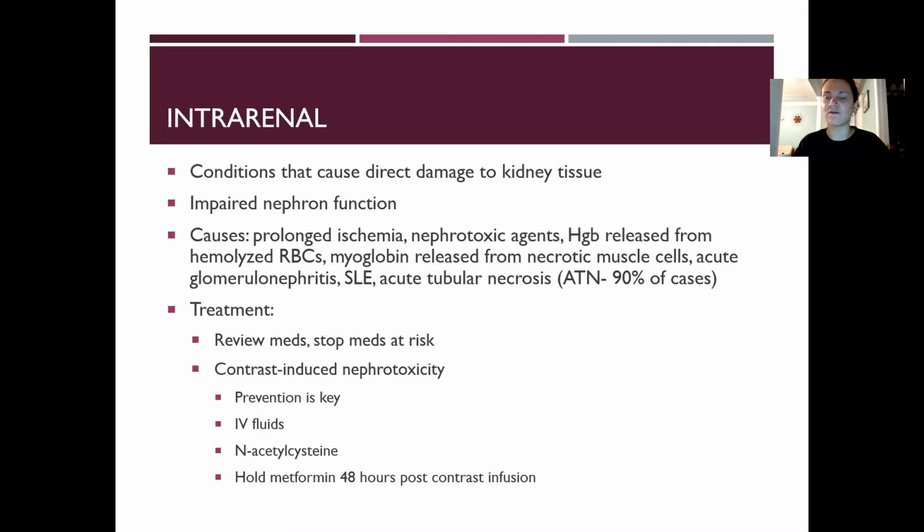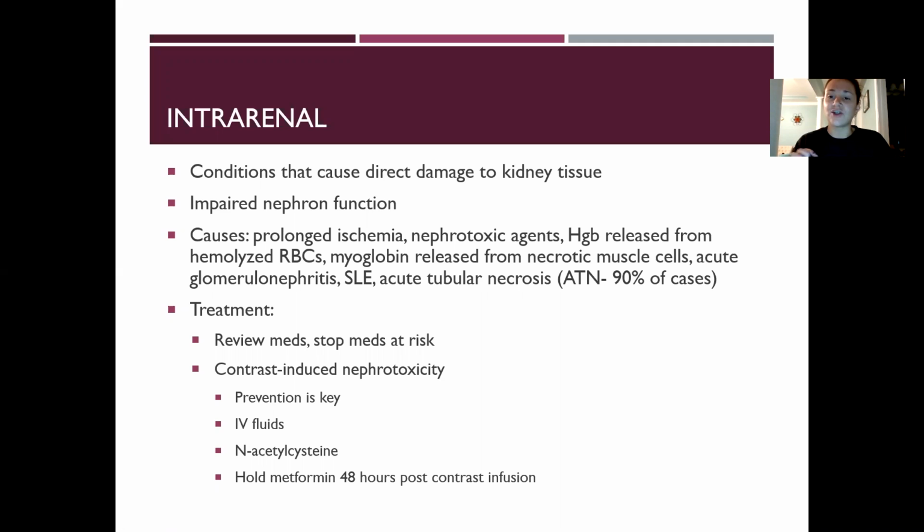Nephrotoxic agents, so those are things like certain antibiotics, and certainly contrast dye, which we talked about today in class, but we'll talk about it more in a minute. Hemoglobin released from hemolyzed red blood cells. Again, we mentioned earlier in this chapter, hemoglobin and myoglobin are too big to filter across the kidney on their own. They need a lot of fluid to help pass them through the kidneys and get filtered out into the urine.